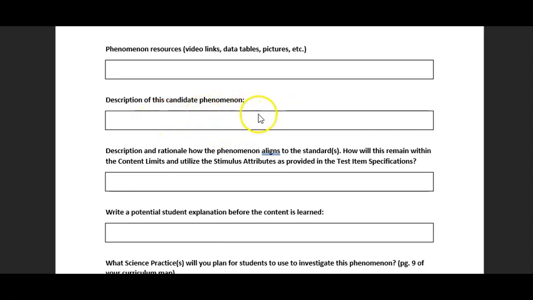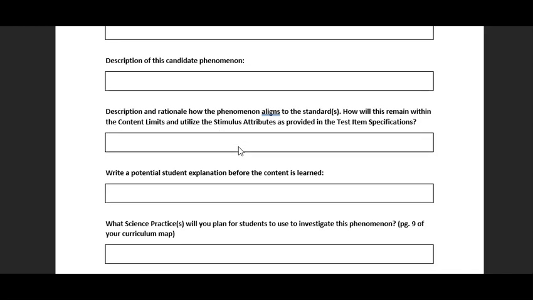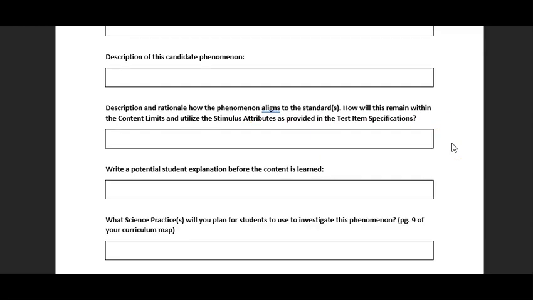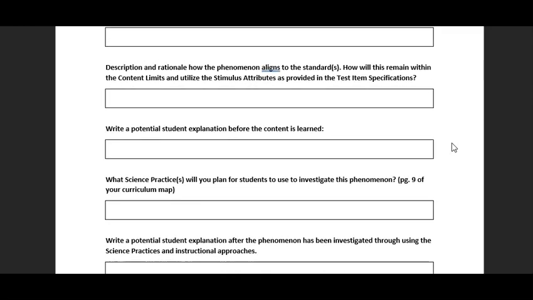Description of the candidate phenomenon. Put in your words here what the teacher may say. Maybe it's a story that leads up to a particular picture or something like that. Here, the description of the rationale: how the phenomenon aligns to the standards. This will be important because this is your justification as to why you and your colleagues would use this, that it's actually staying strongly aligned to the NGSSS.